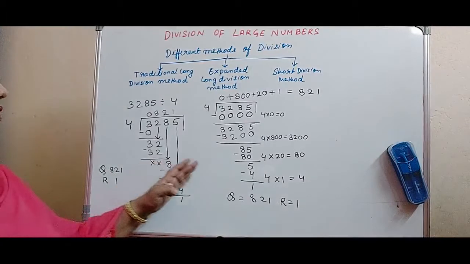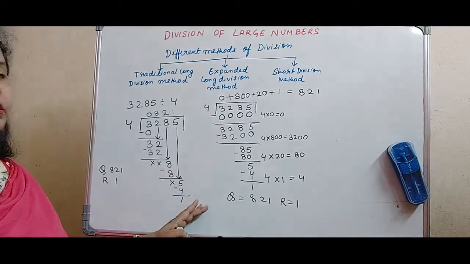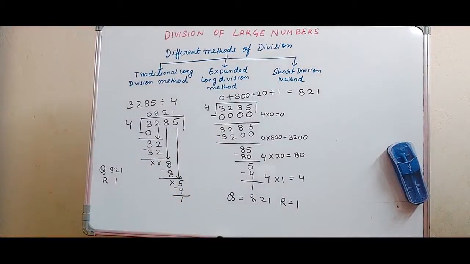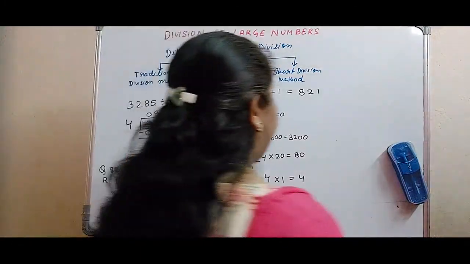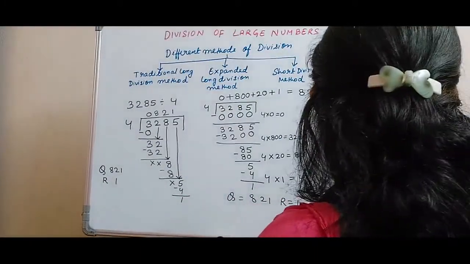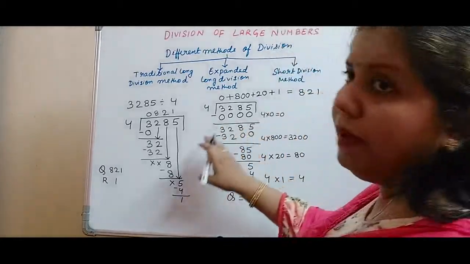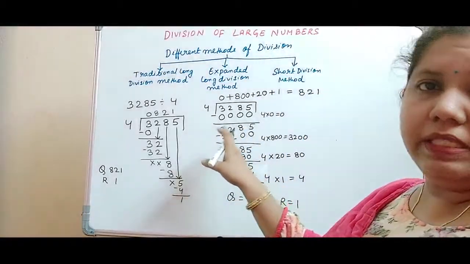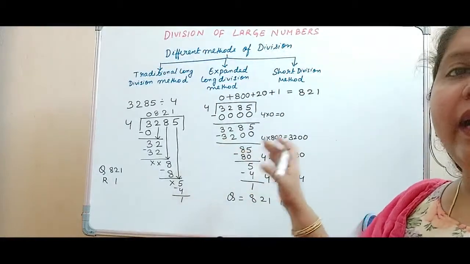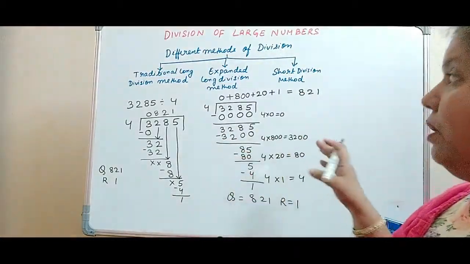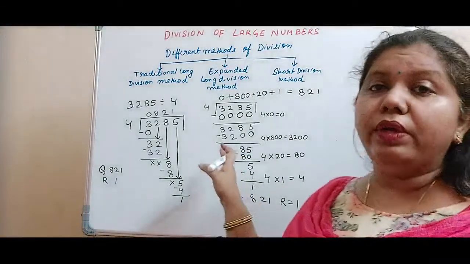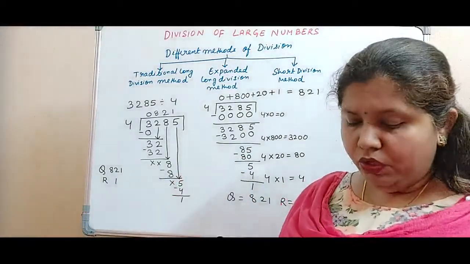Okay. So two methods we have already learnt. Let us come to the third method, that is the short division method. How to do the short division method means the maximum things, like the subtraction part, you have to do mentally in case of the short division method.